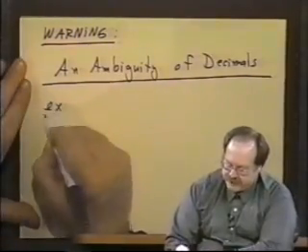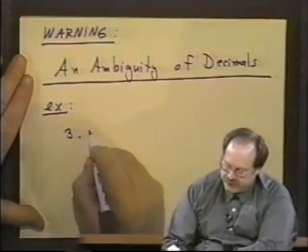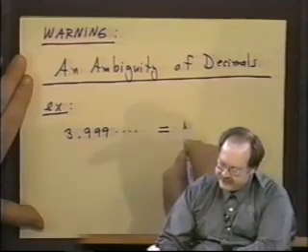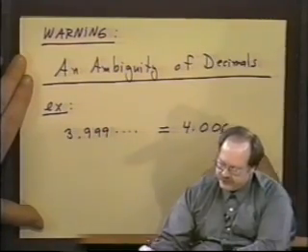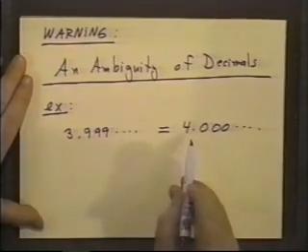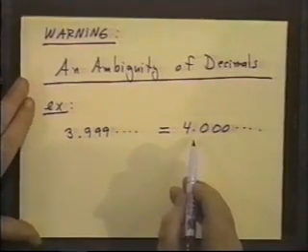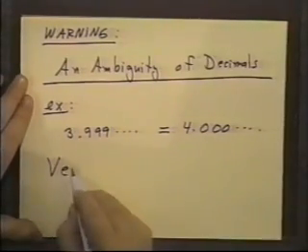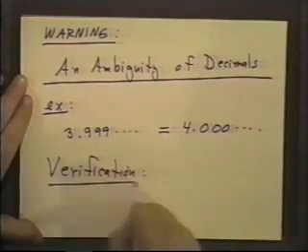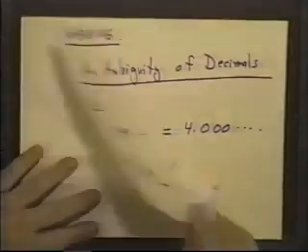I'll do this by example, so you'll see what I'm going to deal with. I am going to show you that 3.999, where the 9's go out forever, is exactly the same number as 4.000 out forever. These are the same number. They look different, and you might suspect that they are different based on that. But in fact, they are the same number. How will I do this? Well, I'll do a verification, meaning I will show you a little calculation that I hope will prove to you that these are the same.